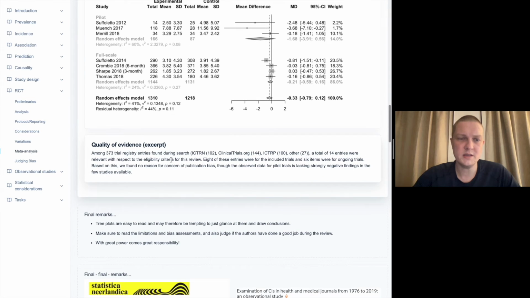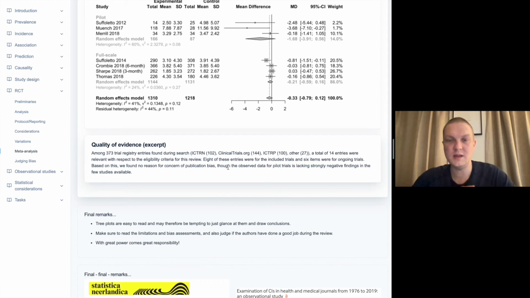And in our case, we found, for instance, 373 trial registry entries. Of these, there were 14 entries that were relevant with respect to the eligibility criteria for this review. 8 of these entries were for included trials, and 6 items were for ongoing trials. So based on that, we didn't really find any concern of publication bias. That is, there weren't a bunch of registered trials that never published their findings. If that was the case, we'd probably be concerned with publication bias.